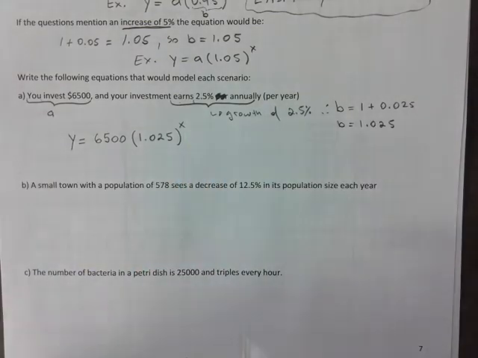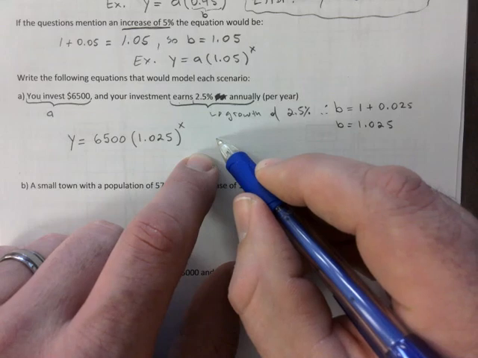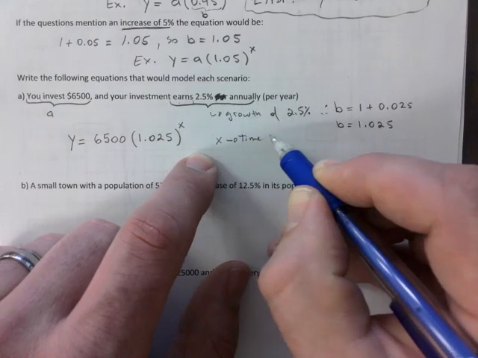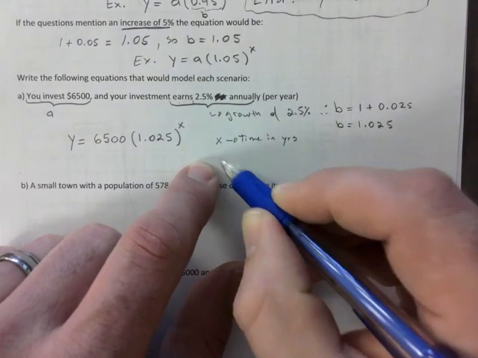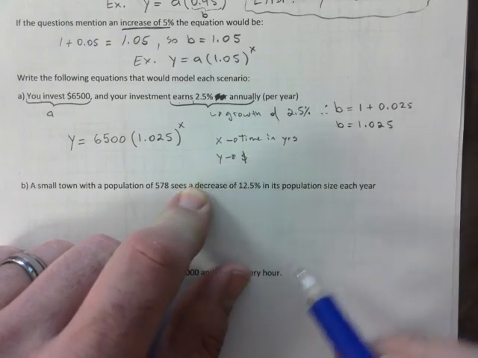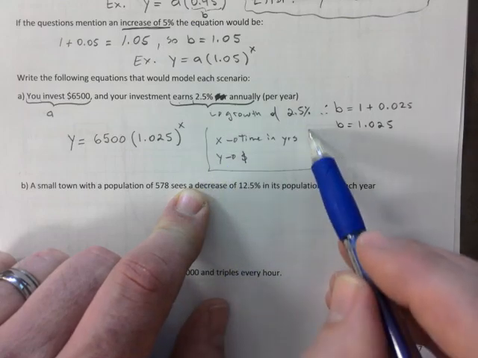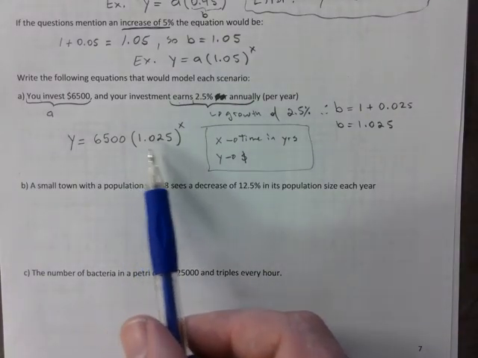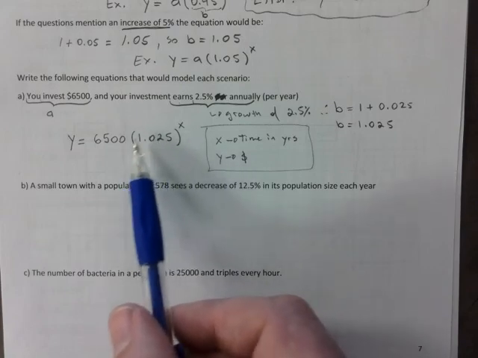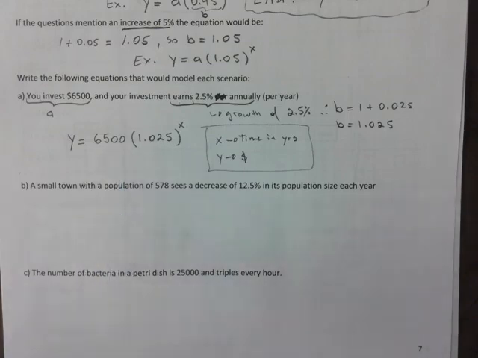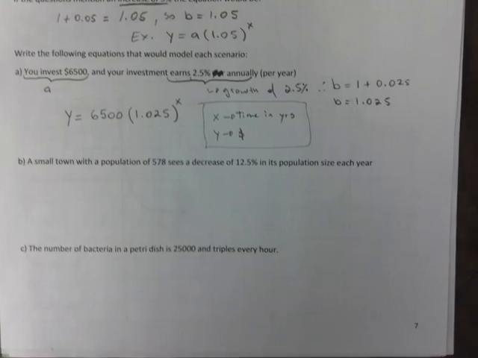Okay. And here x is time in years. Y is amount of money after a certain time has passed. So you can tell this is increasing just by looking at this value right here because it's bigger than 1. And this is how much I have to invest in the beginning. Okay? We're going to do more investing stuff once we get to finance.